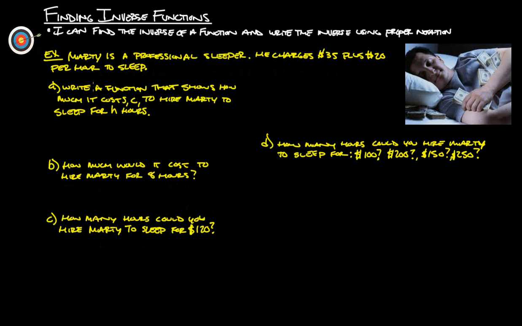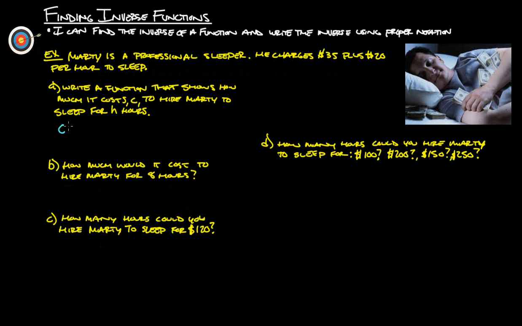All right. Second and last set of examples here. Marty is a professional sleeper. He charges $35 plus $20 per hour to sleep. Sounds like a pretty good deal to me. But first part, A, write a function that shows how much it costs C to have Marty sleep for H hours.